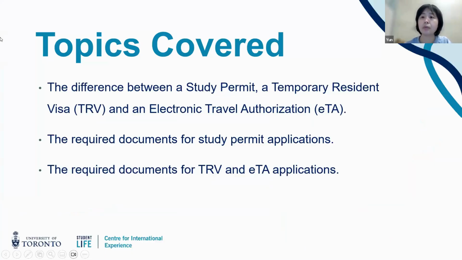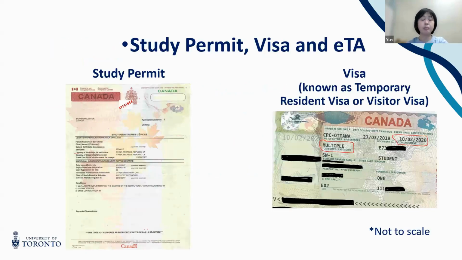Okay, so here's our agenda, something that we are going to cover today. We'll discuss the differences between a study permit, a TRV, and an ETA. We will also discuss details about what documents are required for study permit applications, as well as for TRV and ETA applications. I will share with you some key considerations and tips while you are preparing your application, and what actions you could take, what options there are for you when there's a processing delay. So those are the topics that will be covered today.